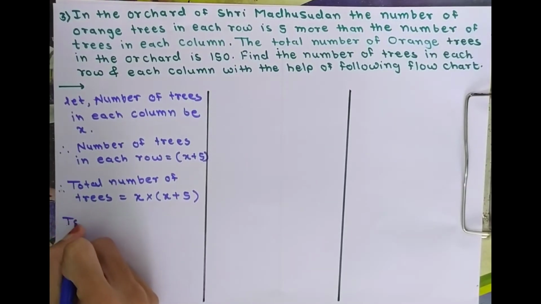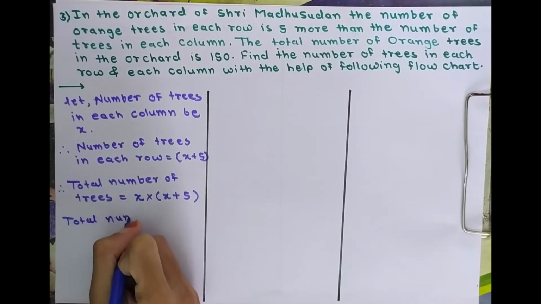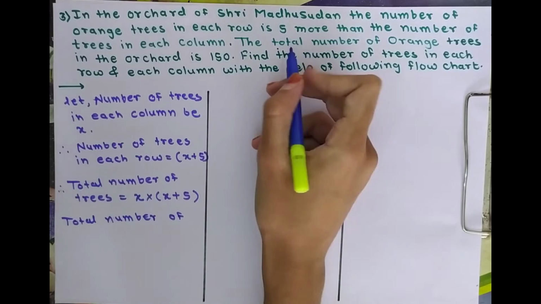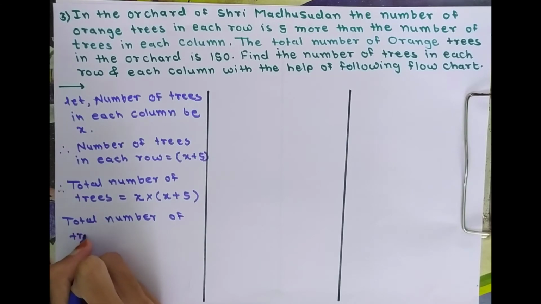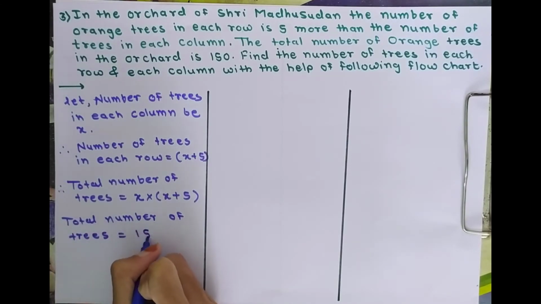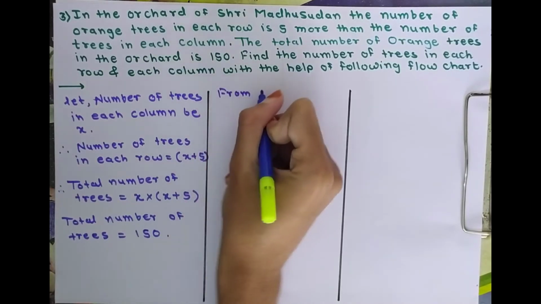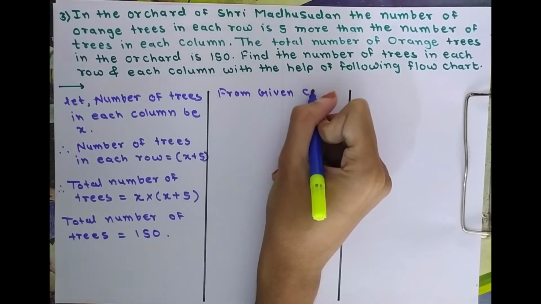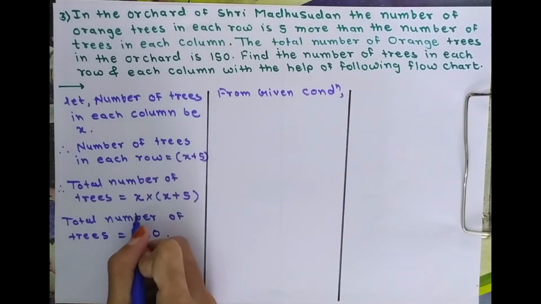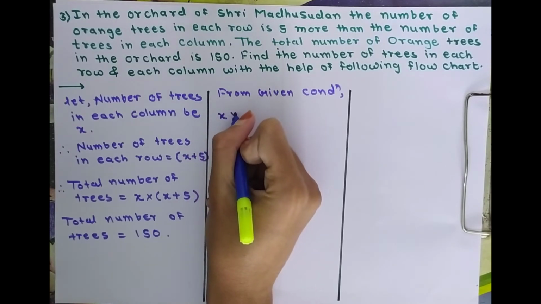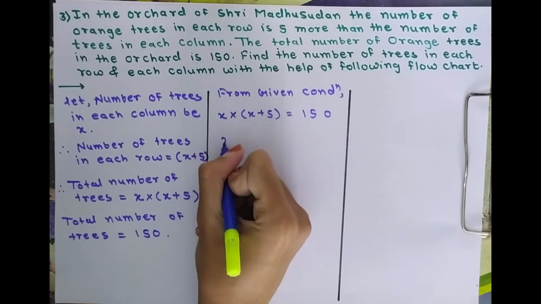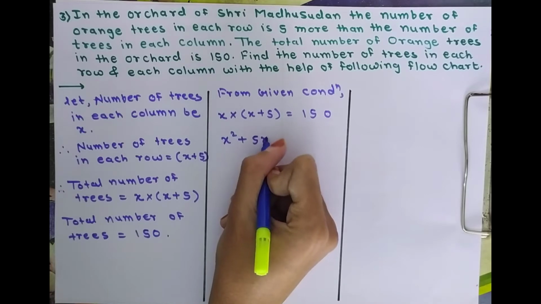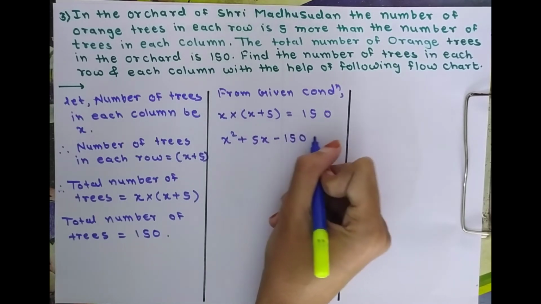And here what is given? The total number of orange trees in the orchard is 150. Total number of trees is equal to 150. Okay. So from the given condition, x into x plus 5 is equal to 150. x into x is x square, plus 5x, minus 150 is equal to 0.